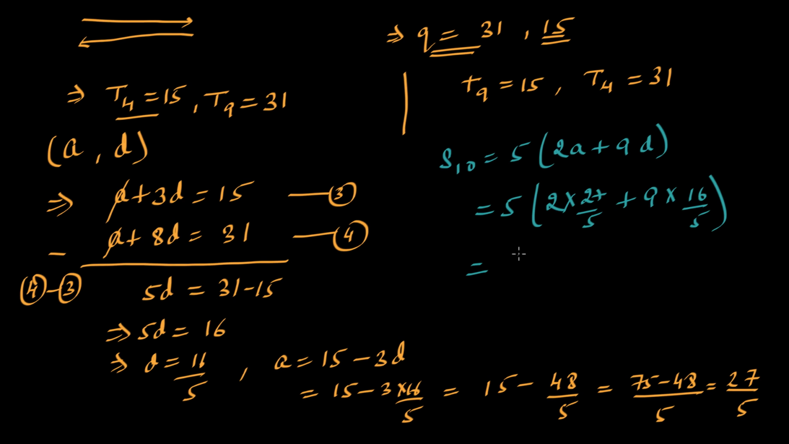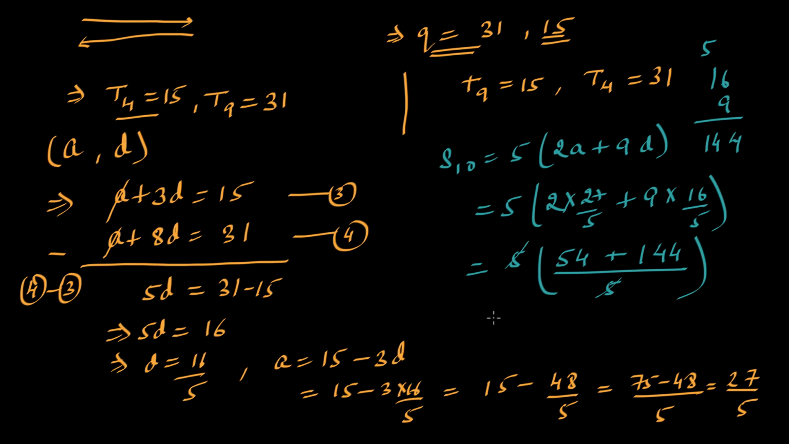So what's the value here? 5 into, 2 twenty-sevens are 54, plus 16 into 9, which is 144, whole divided by 5. This 5 and this 5 will cancel out each other. So 144 plus 54 will give me 198 as our answer. So the sum of 10 terms of this AP is nothing but equal to 198.